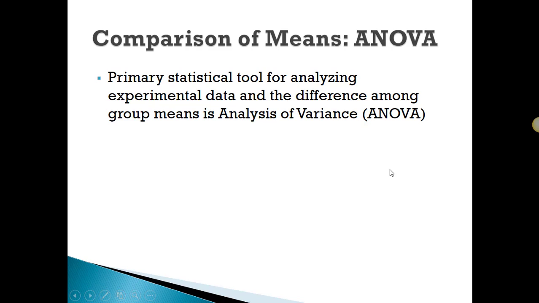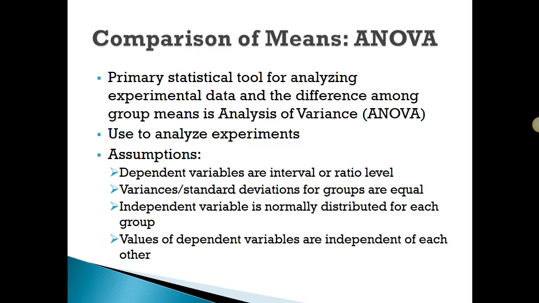Another statistical tool that we can use to compare means, now this is an extension really of the t-test, is when we have more than 2 groups. It's called the analysis of variance. And it can also be used to analyze experiments. Some assumptions here: the dependent variables have to be interval or ratio level, quantitative in other words. The variances and the standard deviations for the groups are equal. The independent variable is normally distributed for each group, and the values of the dependent variable are independent of each other.